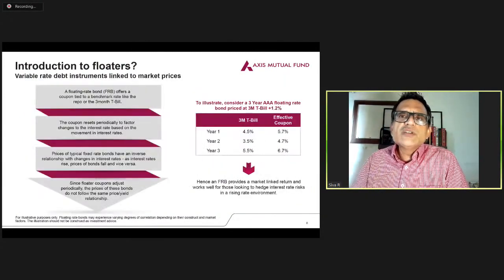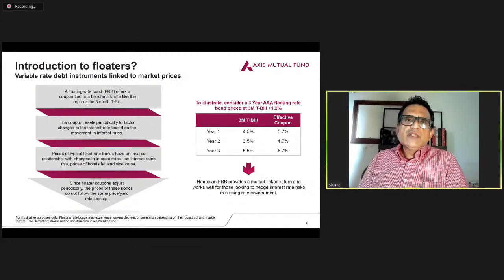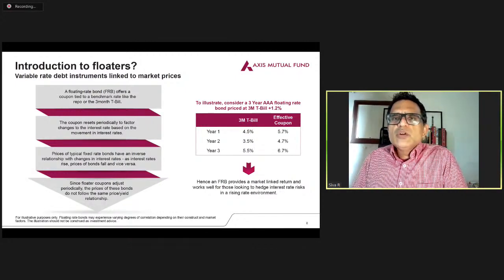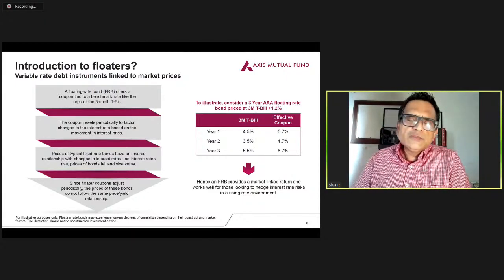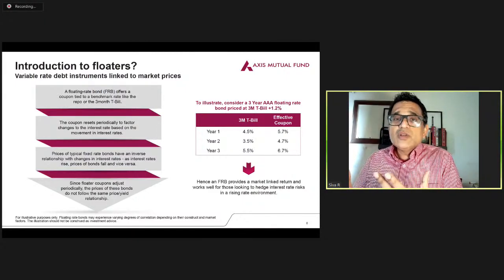Try to build portfolios which are resilient to rising interest rates. So that's really where floating rate bonds come into their own. Now, let me just take a moment and explain what a floating rate bond is, and also what's important is to understand the difference between a fixed rate bond and a floating rate bond.